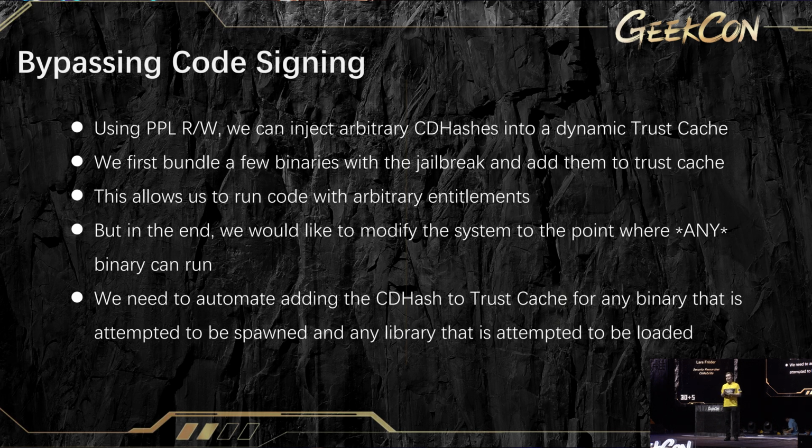So initially, what we do is the jailbreak bundles some binary folder with a bunch of binaries it uses, and it then injects a trust cache with the hashes of those binaries. This allows us to go from just PPL read-write to being able to execute arbitrary code in user space, or with arbitrary entitlements, basically. And again, we want to get to the point where any binary can run and not just stuff we injected ourselves. So we need to automate this adding of a CDHash to the trust cache somehow.